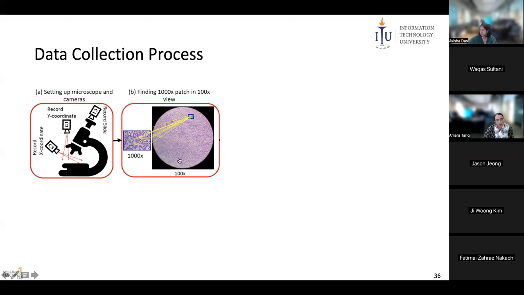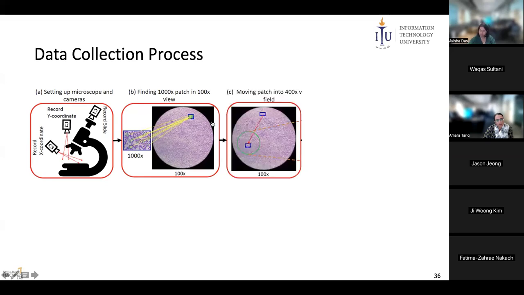And then basically, you change the resolution from 100x to 40x. So this patch which was in the original image here, when you go to the 40x, it should be, it is somewhere here. This is because of the calibration noise. You don't find the exact patch when you change the scale. You change the scale, you find it somewhere else.